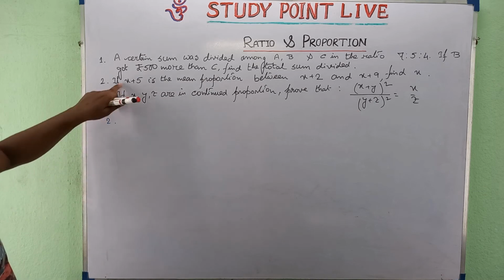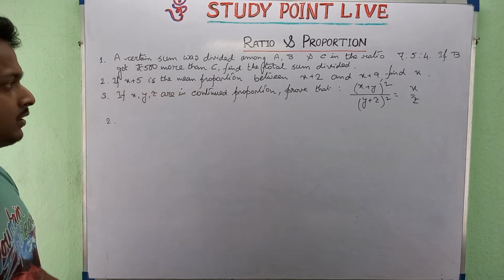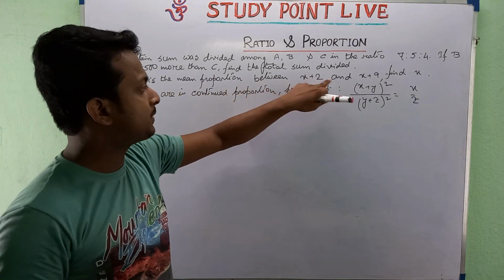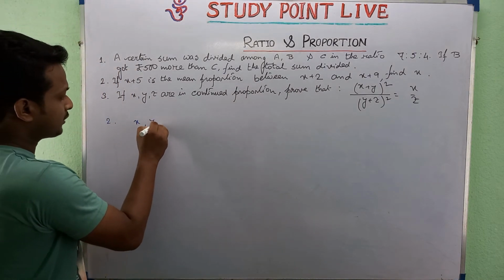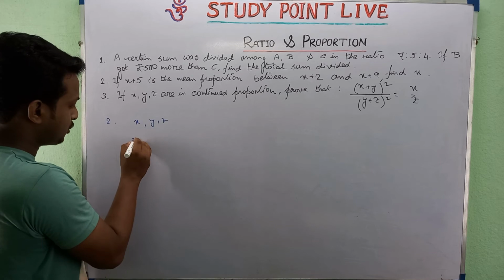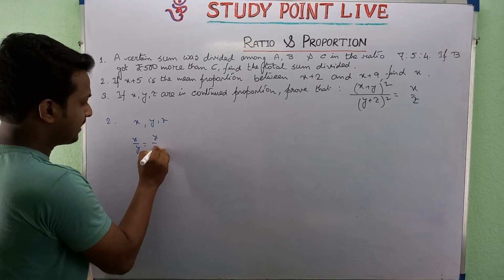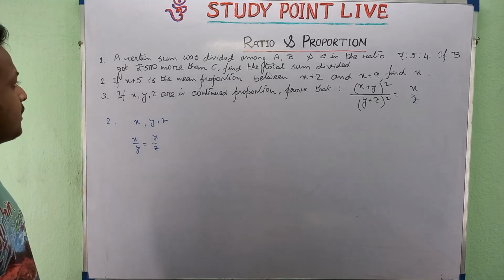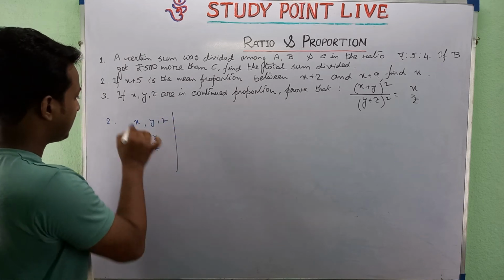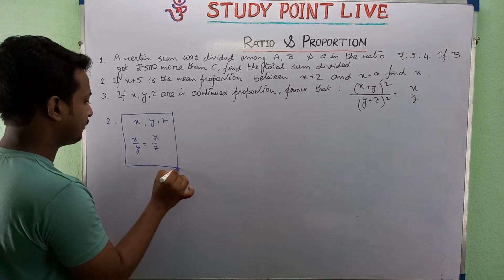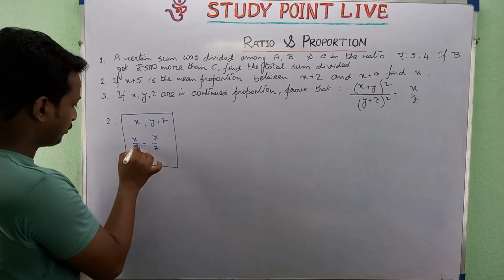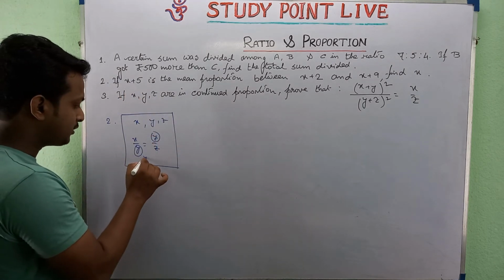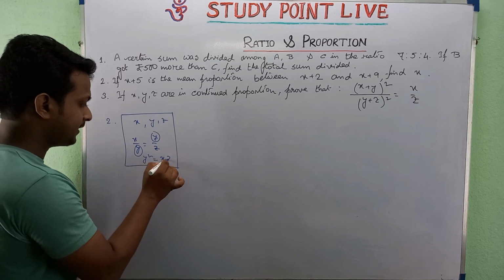See here, if x + 5 is the mean proportion between x + 2 and x + 9. Now, what we said in the formula, if x, y, z are in mean proportion, so we can say x/y = y/z. Right? So here, I have written this as a formula. Here, what is the mean proportion? y means we can say y² = xz.